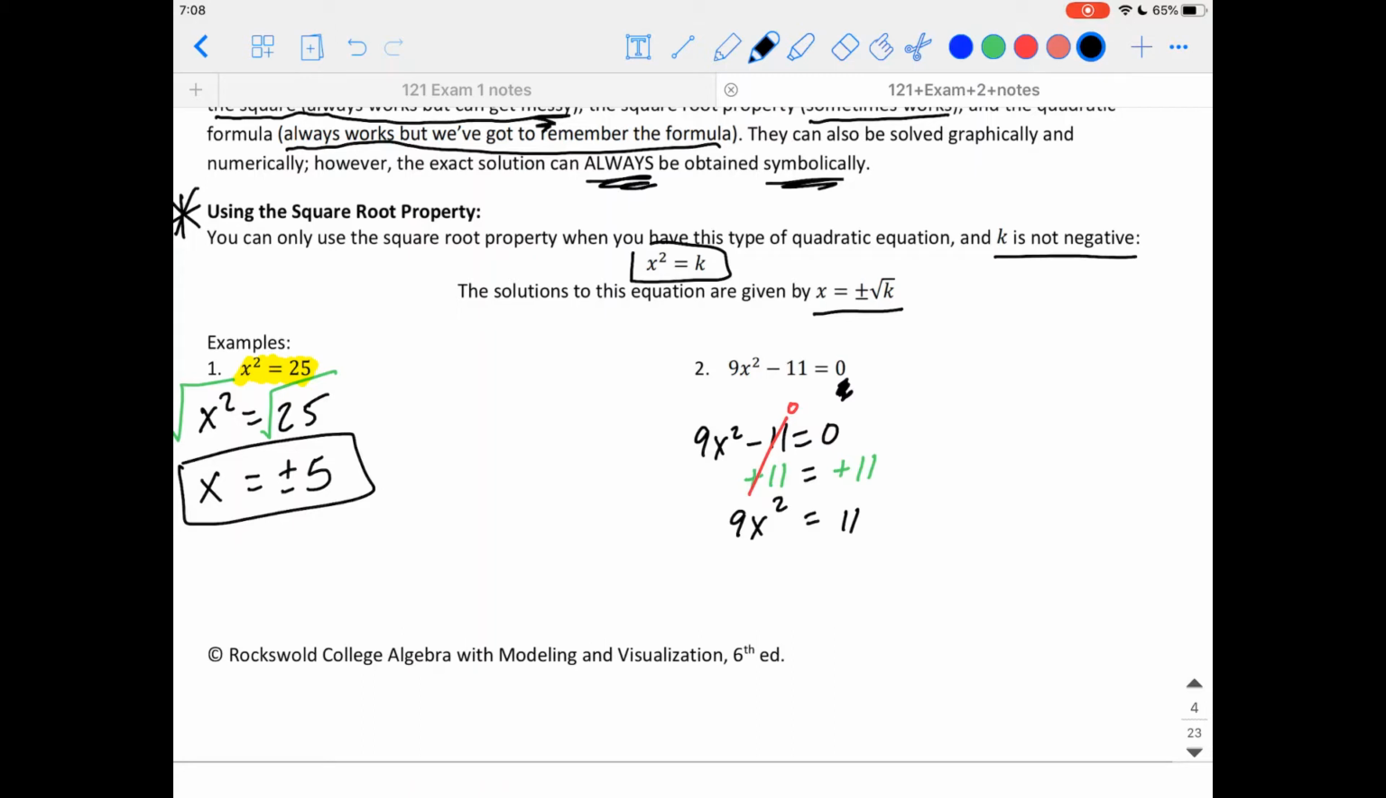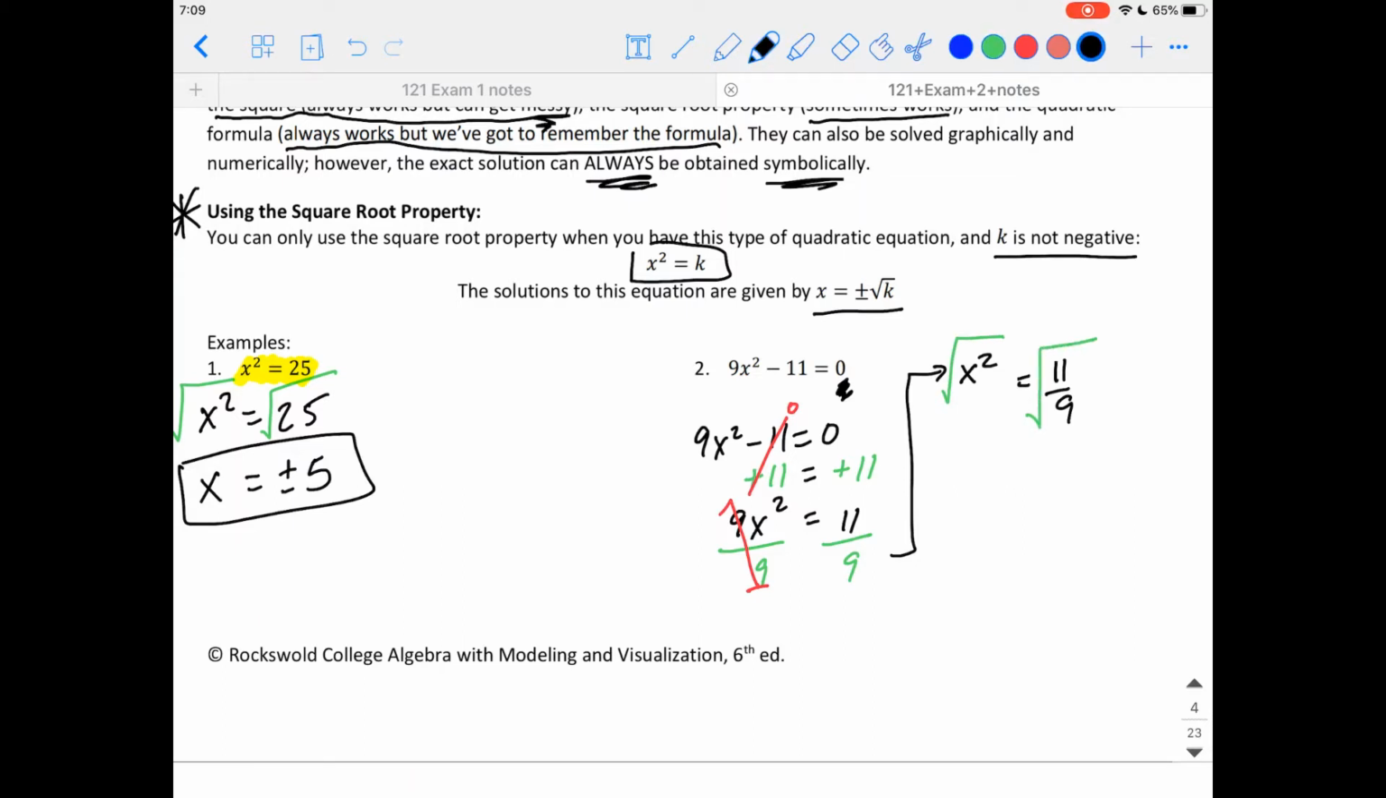The x is still not by itself. I'm multiplying with a 9, so to get rid of a 9, I'm going to divide both sides, again, to keep it in balance. 9 divided by 9 on a good day simplifies to 1, times x squared gives me x squared, and I'm going to have it equal to 11/9. My x is still not by itself, it's being squared, so to get rid of the power of 2, I need to take the square root.